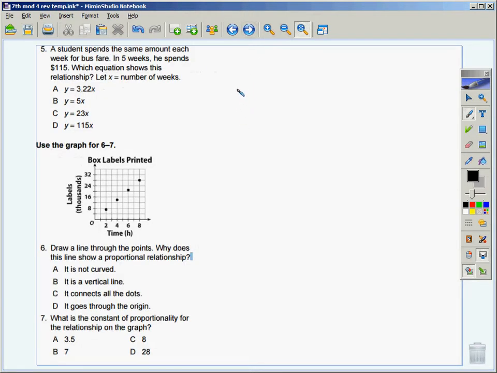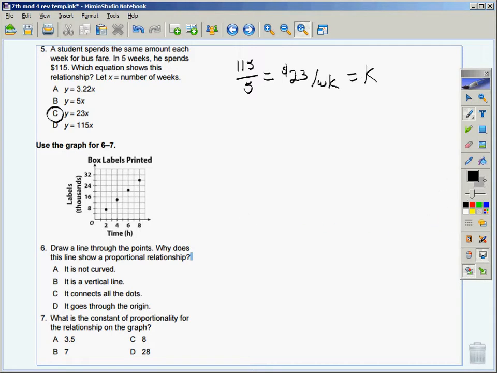Number 5, a student spends the same amount each week for bus fare. In 5 weeks, he spends $115. So if he spent $115 over a period of 5 weeks, if I take 115 and divide it by 5, I'd find out that they were spending $23 each week, which means the equation would be y equals 23x, because remember, this represents my k, that constant rate of change. Draw a line through the points.